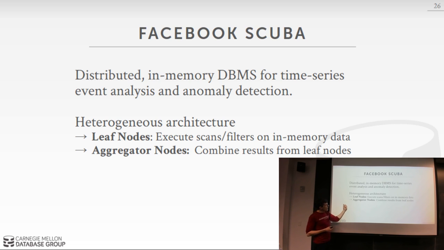So SCUBA is going to have a heterogeneous architecture. It's a shared nothing system. And by heterogeneous, I mean within a single cluster for a database instance, some nodes will be tasked to do some things and other nodes will be tasked to do other things. So some nodes will be called leaf nodes, and this is actually where the data is stored in memory. And these are in charge of doing the scans and the filters on the raw tables themselves. And then they generate results and push them up into aggregator nodes that will combine these results from multiple leaf nodes and then do whatever aggregation or group by or computation or join you want to do on that and then push up the answer to the client.